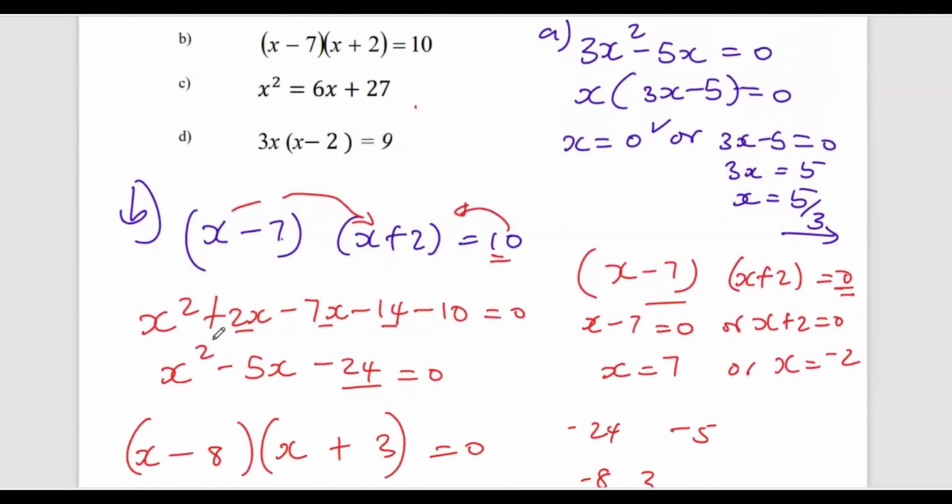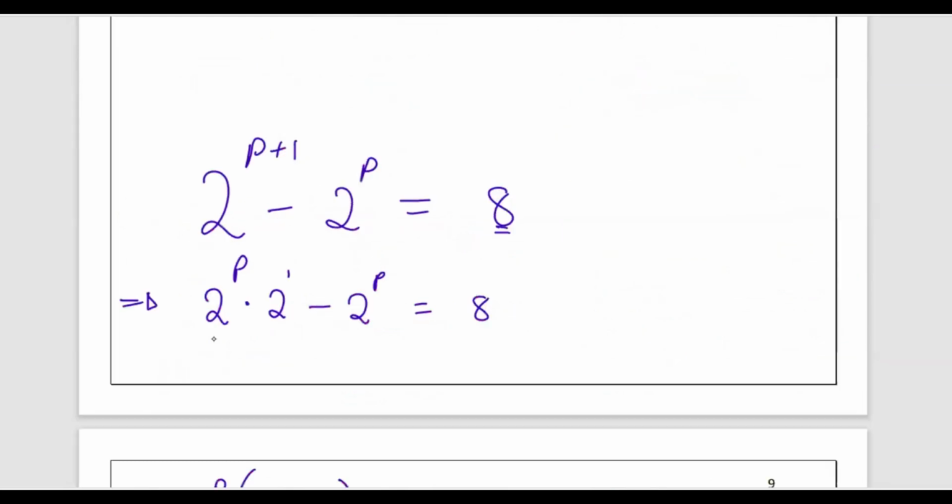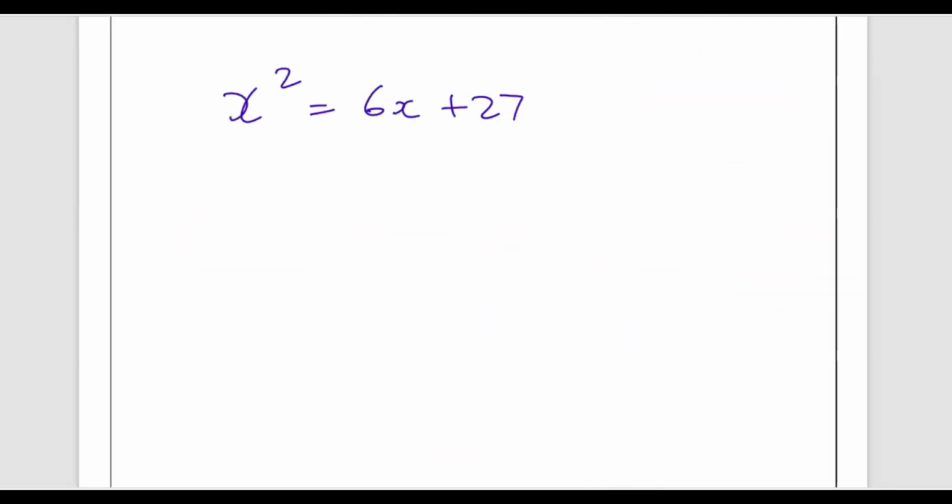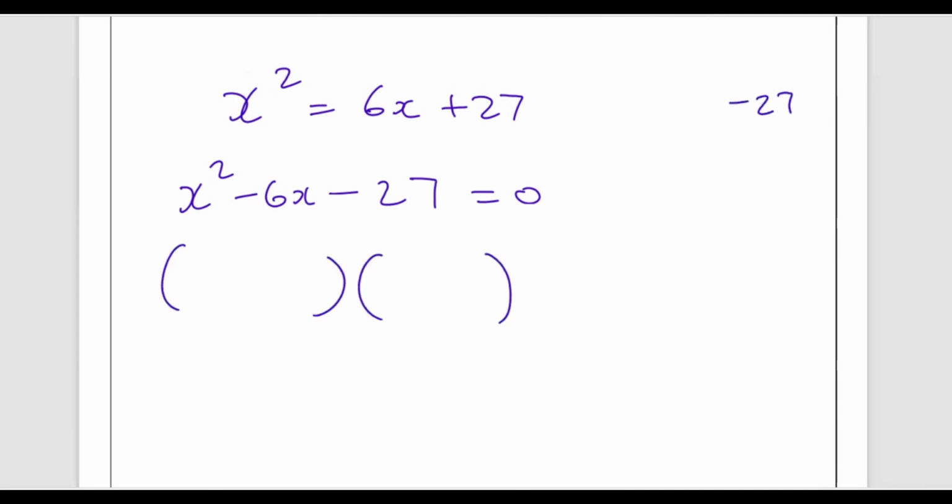Then part C, we have x squared equals 6x plus 27. So we're going to do the same thing. Let's transpose everything. So x squared minus 6x minus 27 is equal to 0. This is the first step. You always get a mark for this, for the standard form. Then do your factorization. We see that the product is negative 27 and the sum is negative 6.